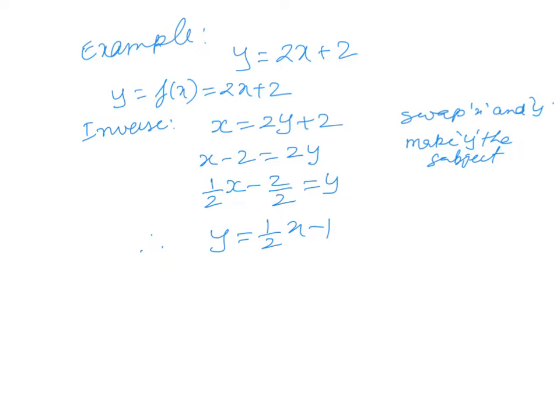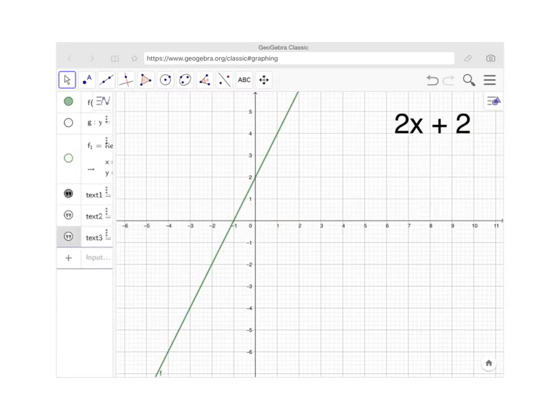And I write f inverse of x is equal to half x minus 1. So my function here is 2x plus 2. Its inverse is half x minus 1. Here my function is 2x plus 2 and it's a straight line on the Cartesian plane.